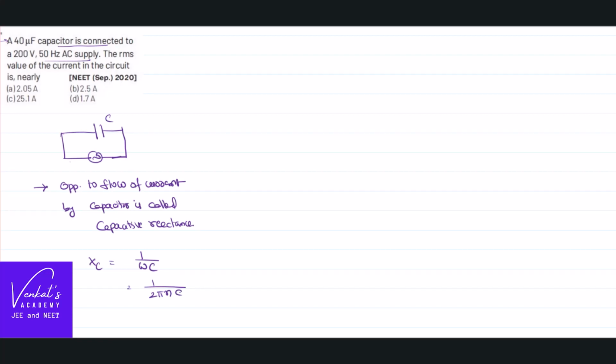Now we know all the values. Let us substitute all of them and get the value of XC. 1 by 2 pi. Frequency is given in the problem as 50 Hz. Capacitance is given as 40 micro. Micro means it becomes 10 power minus 6. So this minus 6 in the denominator becomes 10 power plus 6 in the numerator.